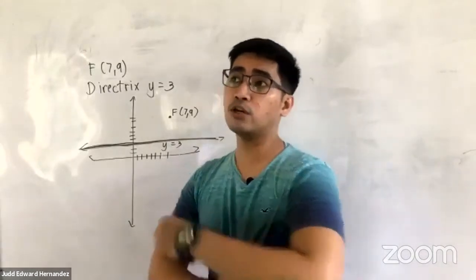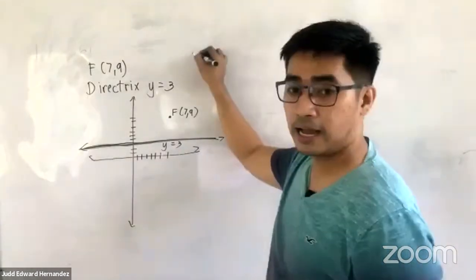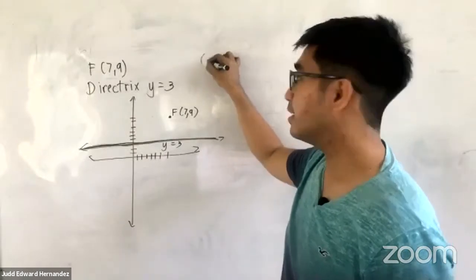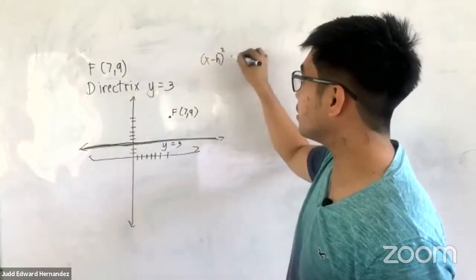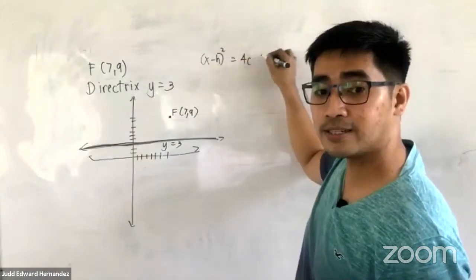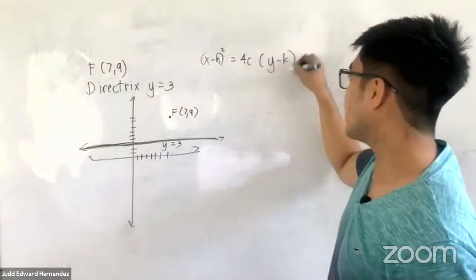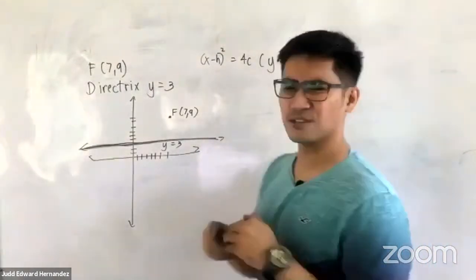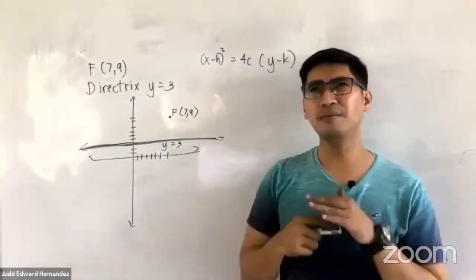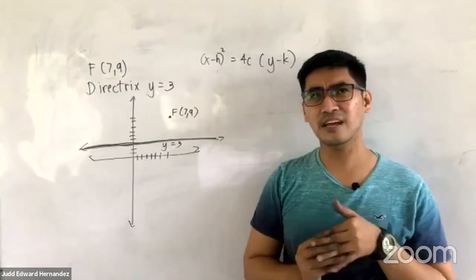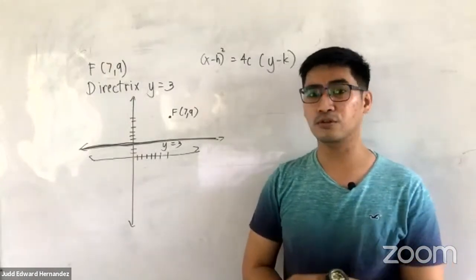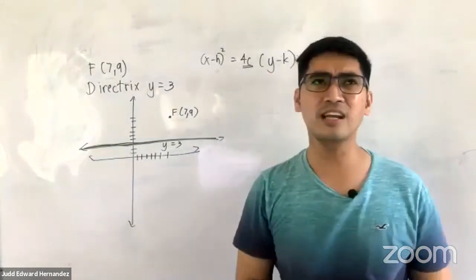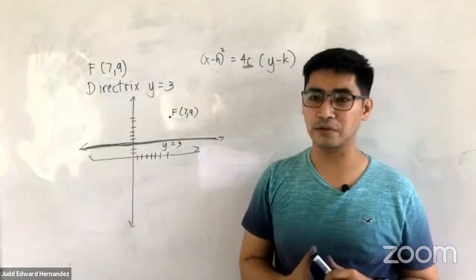At ano yung equation ng parabola na bubukas pataas? That is (x minus h) squared is equal to 4c times (y minus k). Kaso, sir, hindi ko naman alam kung nasaan yung vertex. Paano ko masosolve yung C? Di ba para masolve yung C, kailangan alam ko kung nasaan yung vertex?